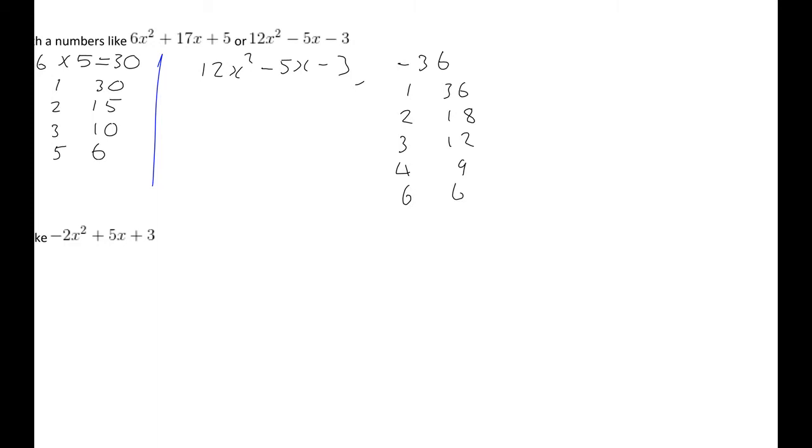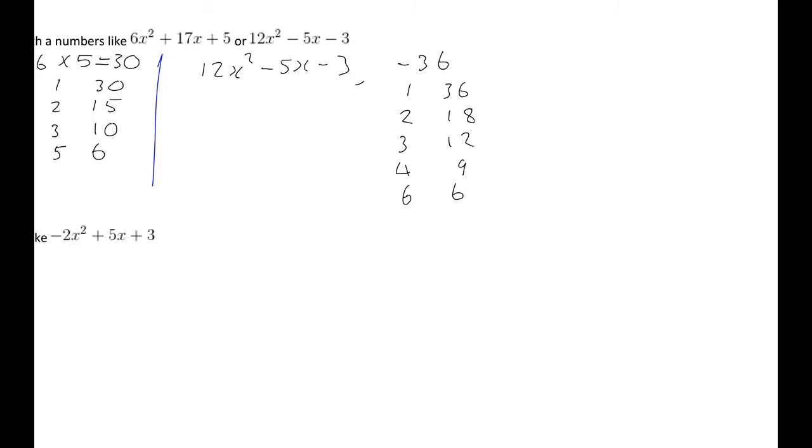So, I'm now going to have a go at 12x squared minus 5x minus 3. Exactly the same concept. I'm going to do 12 times minus 3, which gives me minus 36. Factors of 36: 1 and 36, 2 and 18, 3 and 12, 4 and 9, 6 and 6. There we go, those are all the factors.